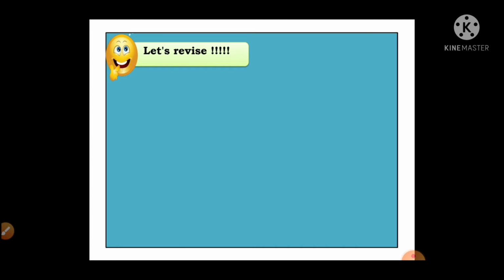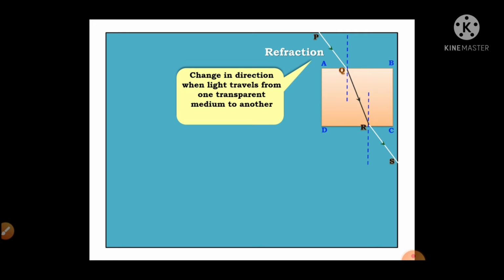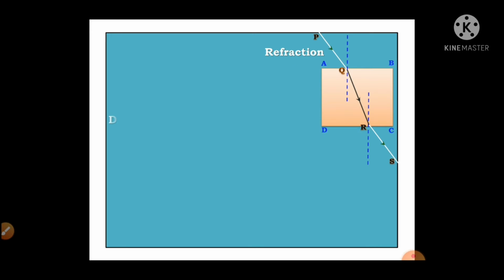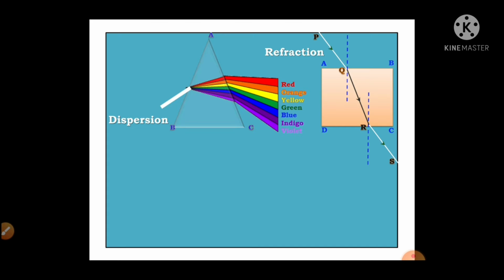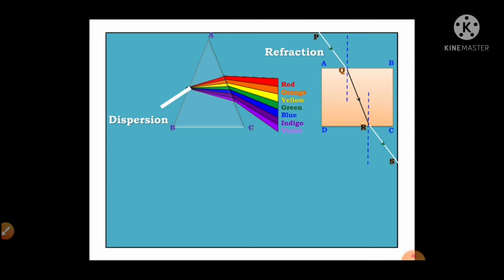Now these are the 3 concepts, we'll go through them once again. This is refraction that we have studied in the first chapter, in the first lecture I think. Refraction is the change in direction when light travels from one transparent medium to another. Second concept we have now seen, that is dispersion: the splitting of white light into 7 components. The phenomenon of splitting of light into its component colors is called dispersion.